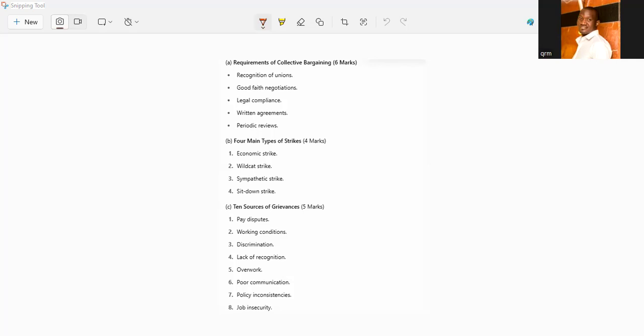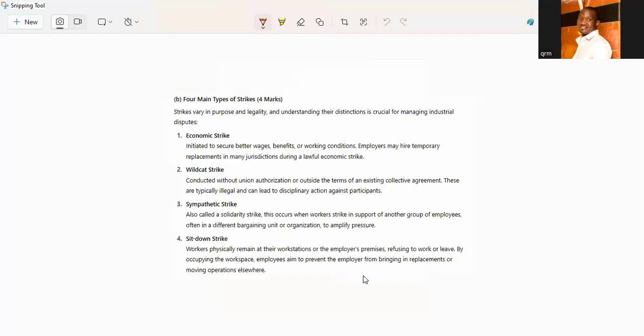Okay. What is a sit-down strike? A sit-down strike is a strike where workers physically remain at their workplaces or employers' premises, refusing to work or leave. They're occupying the workspace to prevent other employers from bringing in replacements. Okay, that is a sit-down strike.